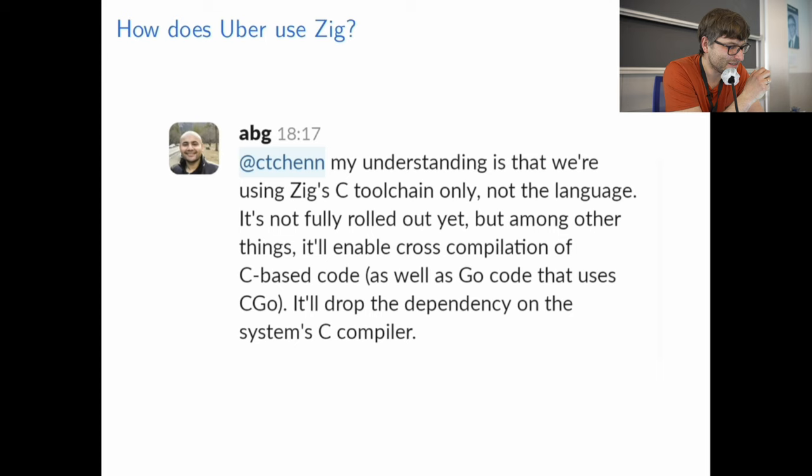We're using the Zig toolchain only, not the language. It's not fully rolled out. It will enable cross-compilation of C-based code and C-Go. C-Go is where you can write C extensions to Go and then compile them to the same binary. So this is called C-Go, and we do a lot of it. And the Zig toolchain will drop the dependency on the system C compiler. This is how we use it, right?